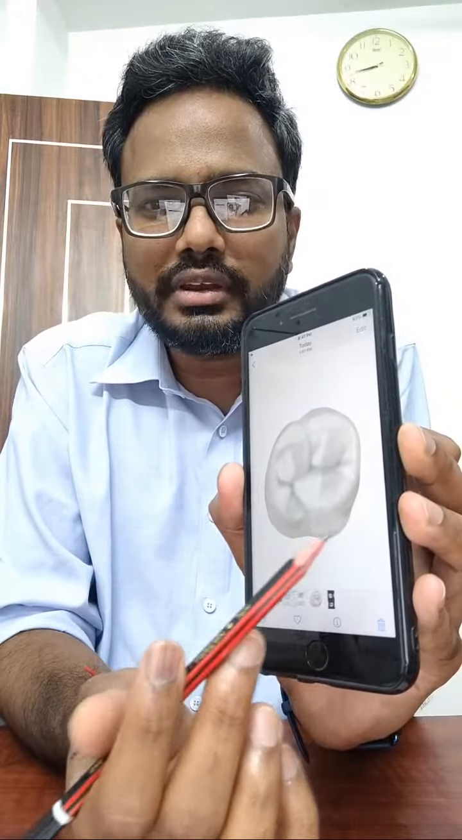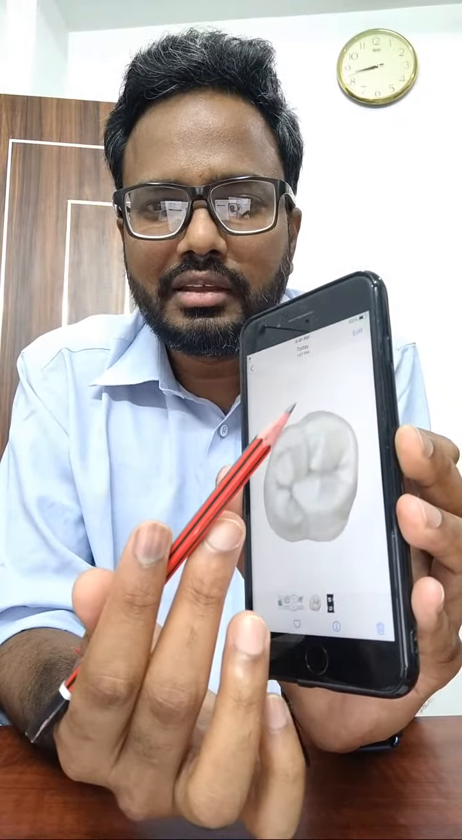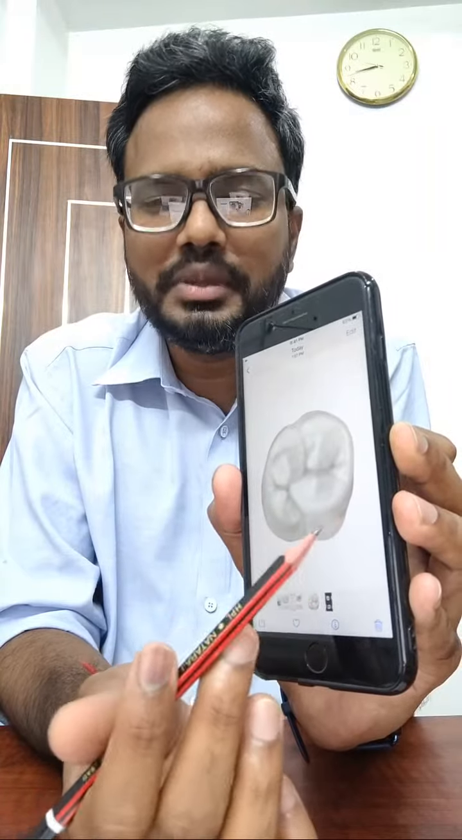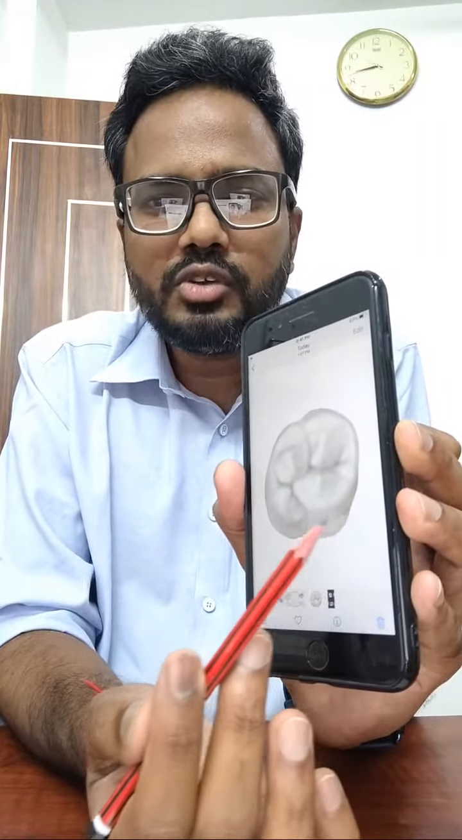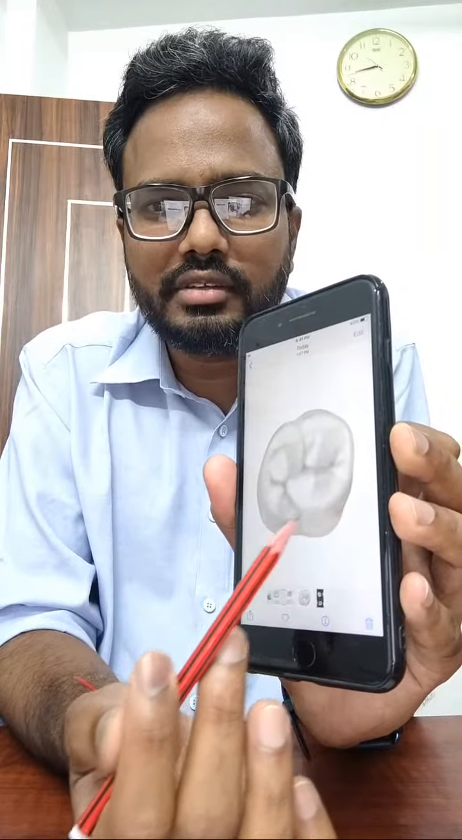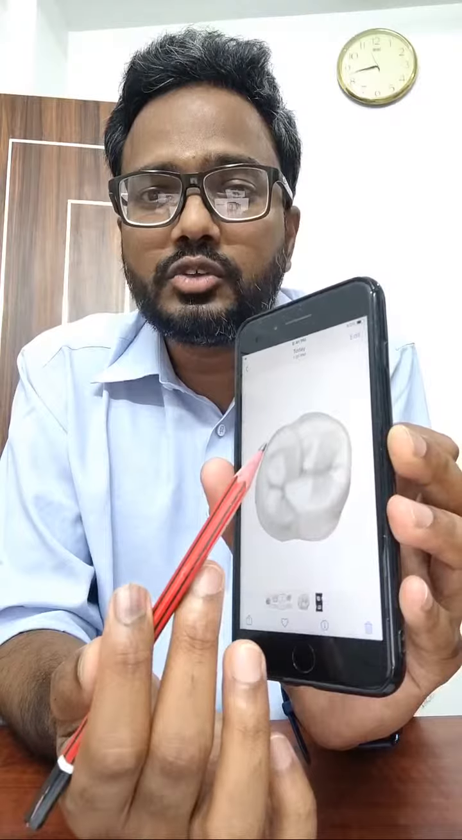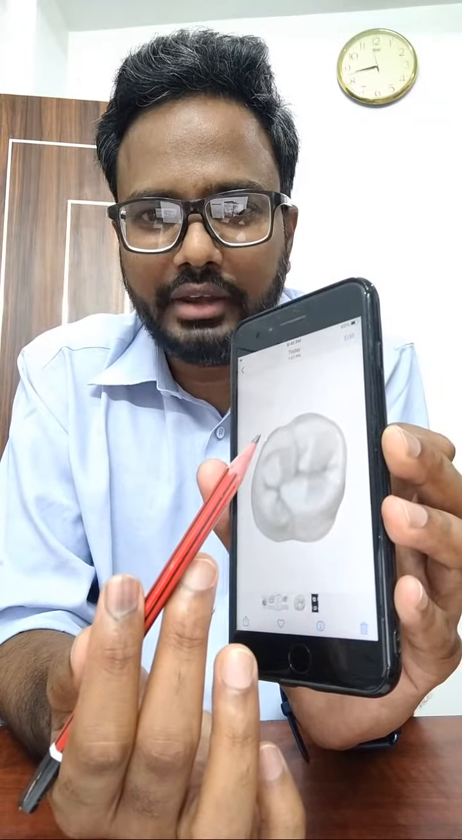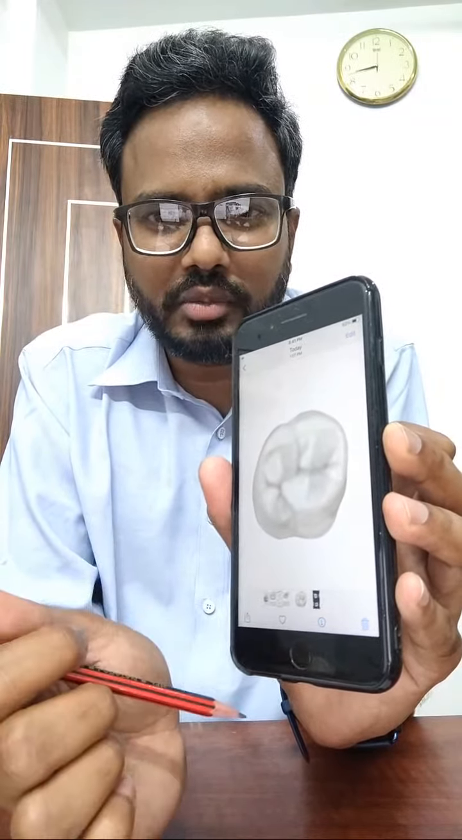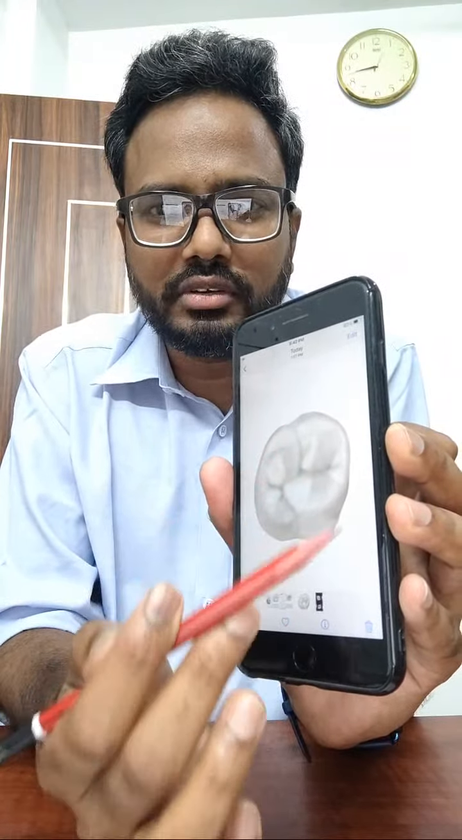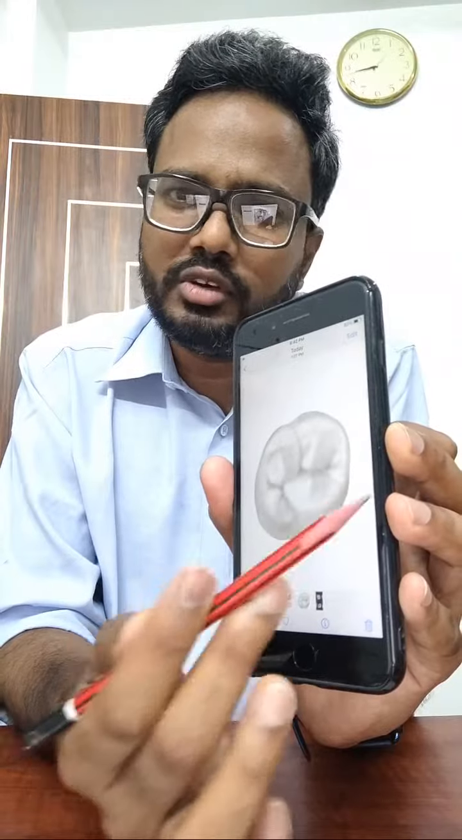So the tooth narrows buccally as you move from the palatal side, which in simple terms means the mesiodistal width of the tooth is greater on the lingual or palatal side compared to the buccal side, right? That is one thing I want you guys to remember. And also when you look into the buccolingual dimension, just now we spoke about the mesiodistal dimension.